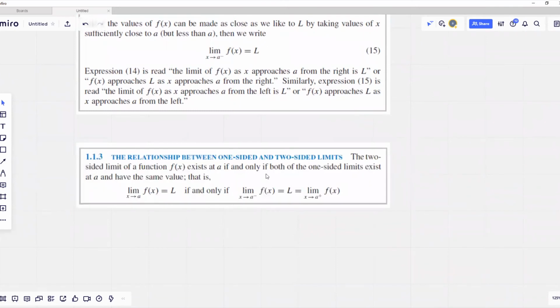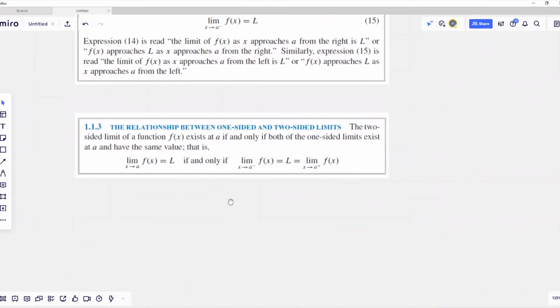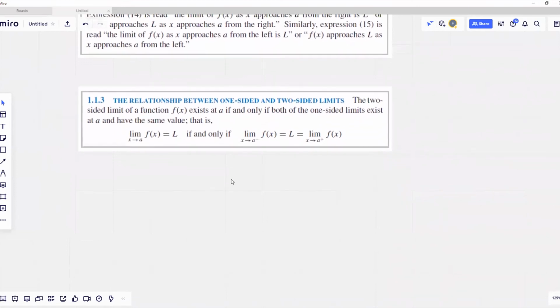And the relationship between one-sided and two-sided limits is the following. The two-sided limit of a function exists when both the left-sided and right-sided limits exist and they are equal to each other. So basically, the limit as x approaches a of f of x is equal to L if and only if the limit as x approaches a from the left side is equal to L and equal to the limit as x approaches a from the right side.